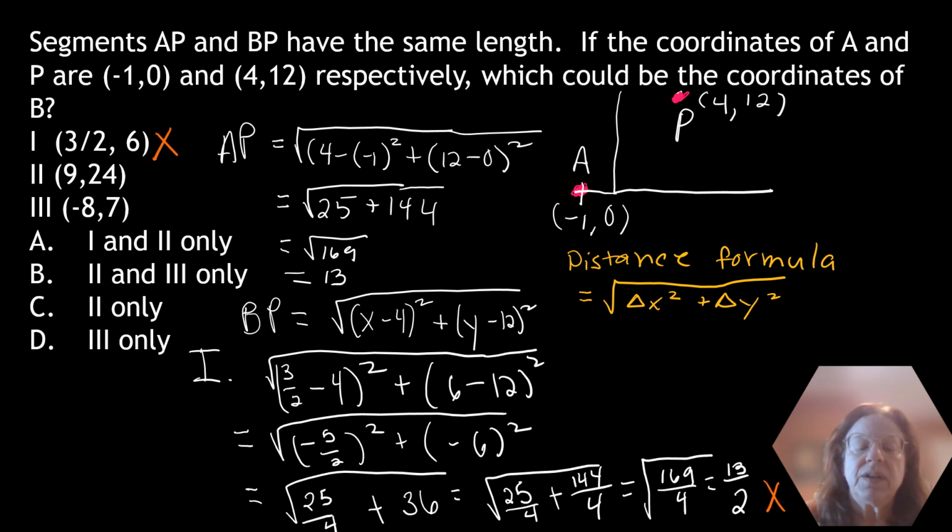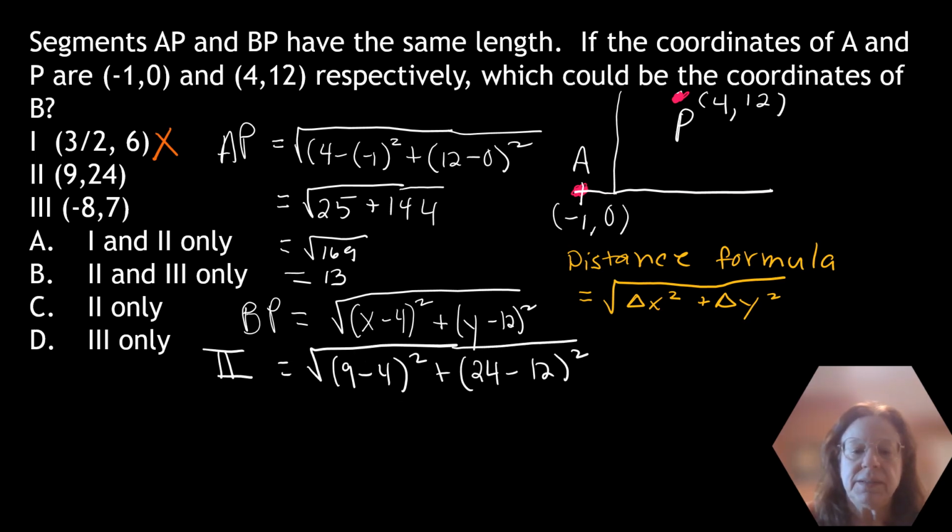So we have the square root of 25/4 plus 6 squared, which is 36. 25/4 plus 36 is the same as 25/4 plus 144/4, which is the square root of 169/4, which is 13/2. So that's wrong. So 1 cannot be true.